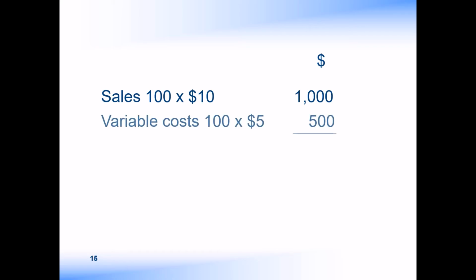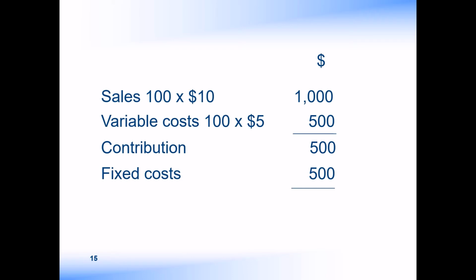We can test this with a simple profit and loss account. The sales revenue would be $1,000, our variable costs would be $500, the contribution would therefore be $500, and deducting the fixed costs of $500 leaves us with no profit or loss. In other words, we break even.